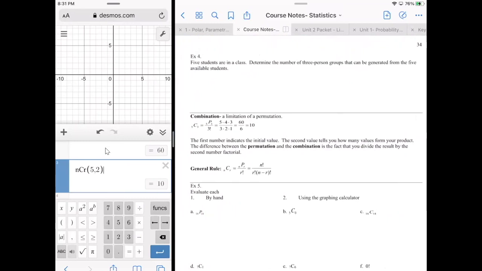And we're looking at number 4, 5 students are in a class. Exactly. nPr is arrangement and nCr is for grouping.